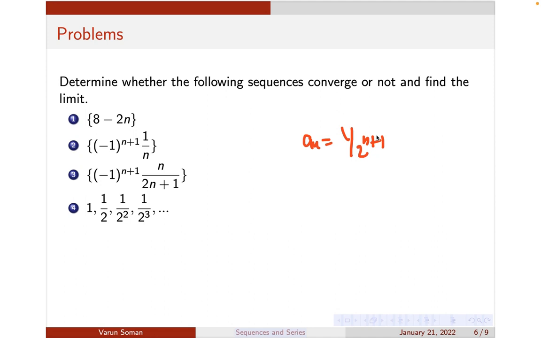It is not n plus 1, sorry, n minus 1, right? Okay, so 1 by 2 raised to n minus 1. So it is 1 by 2 raised to n minus 1 only. Now what is the limit of the sequence? It is simply limit n tends to infinity 1 by 2 raised to n minus 1.